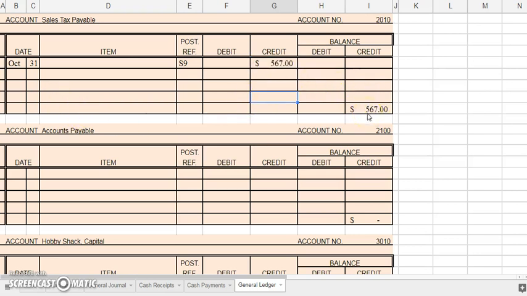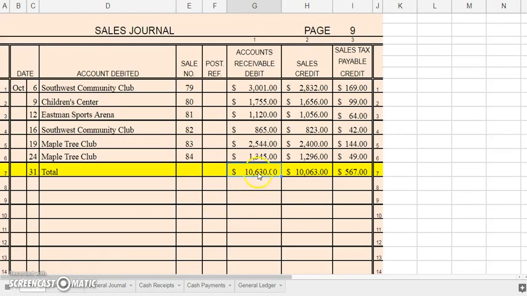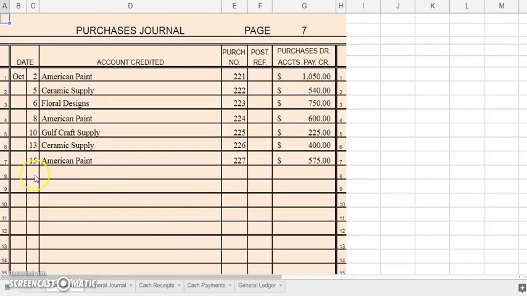And the magic of Google Sheets puts that balance in that account. So I have recorded both of my accounts, sales and sales tax payable. I didn't have to do accounts receivable. So I am already done with the sales journal, special journal. Let's move on to purchases.